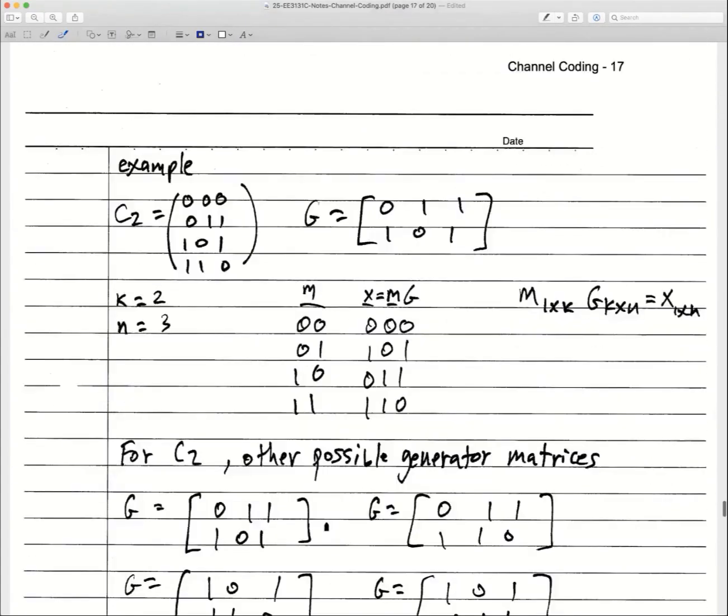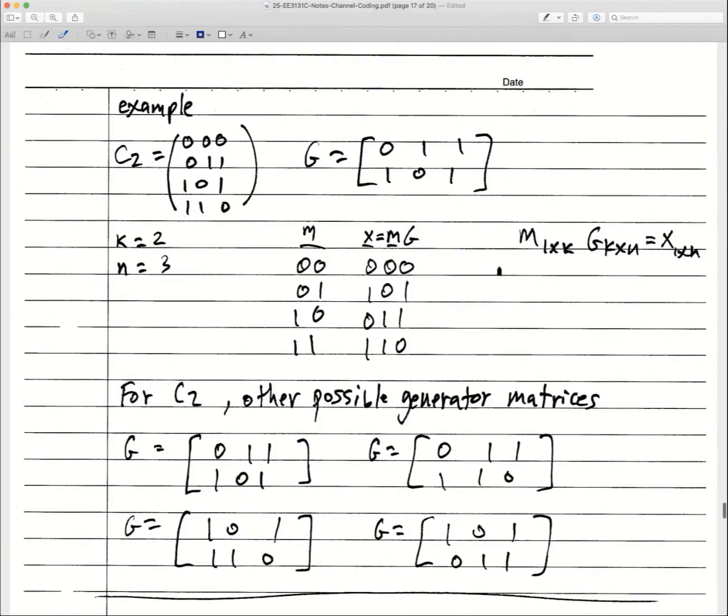So let's look at some examples. If G is given by this matrix here, the first row of G is 0, 1, 1, and the second row of G is 1, 0, 1. Here we can immediately see that K is 2 because there are 2 rows. Remember, G is of size K by N. So there are 2 rows here, so there are 2 input bits, and there are 3 columns here, so there are 3 output bits. So the block length is 3.